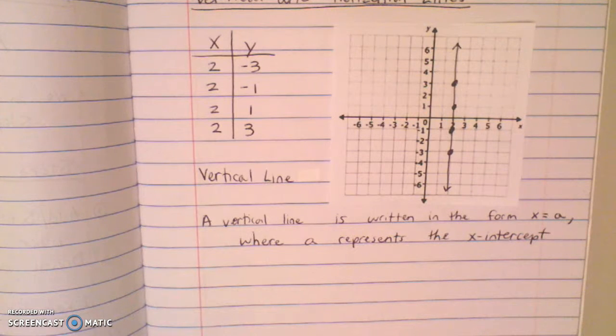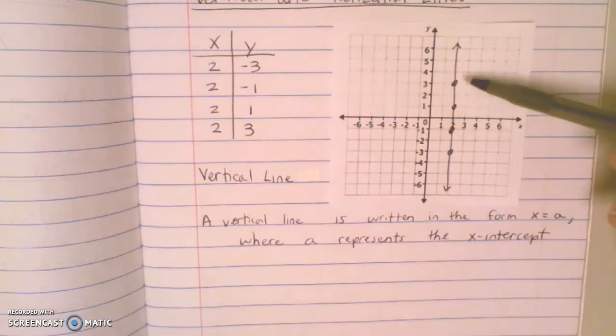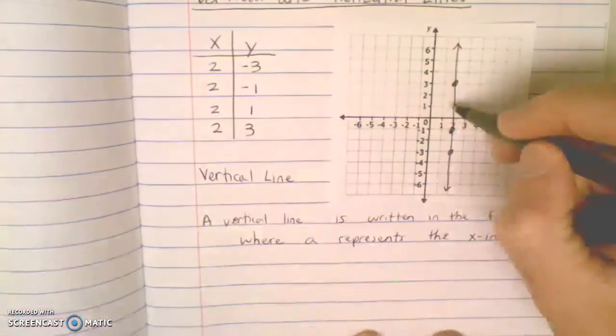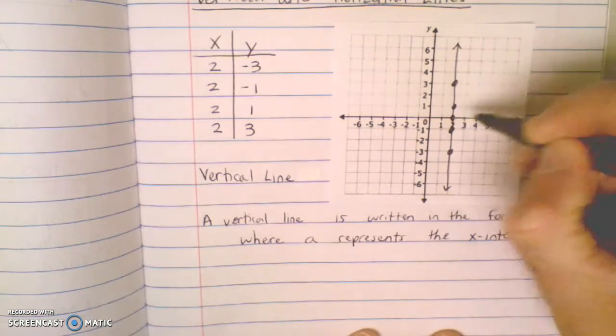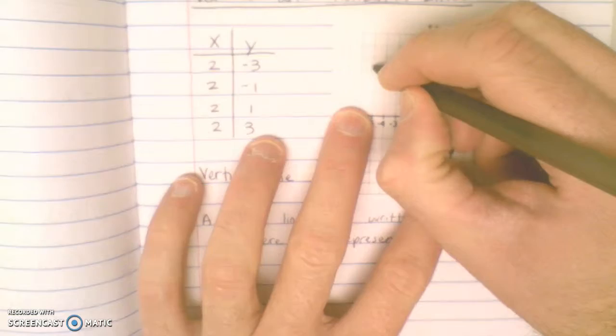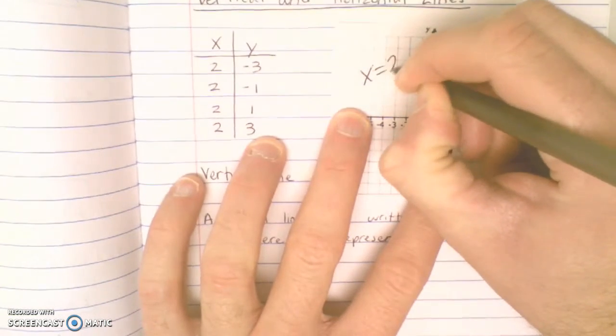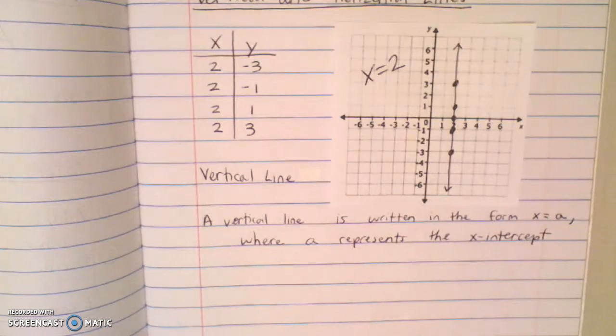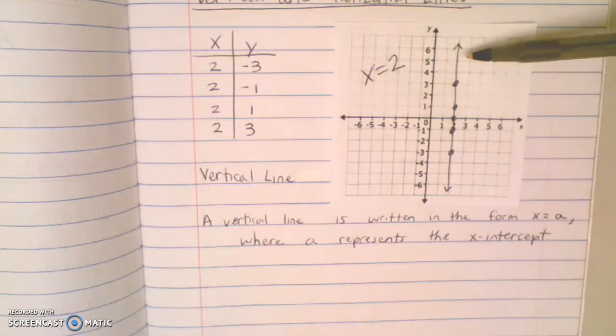And it's written in the form x equals whatever the x-intercept is, and we can even plot it on this graph. It's right there at 2. The equation of this line would be x equals 2, because it's a vertical line just going through 2, and all of the x values are always 2.